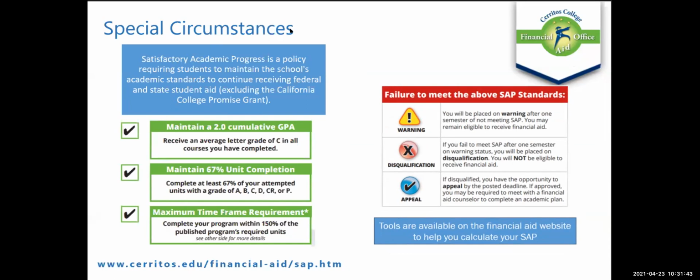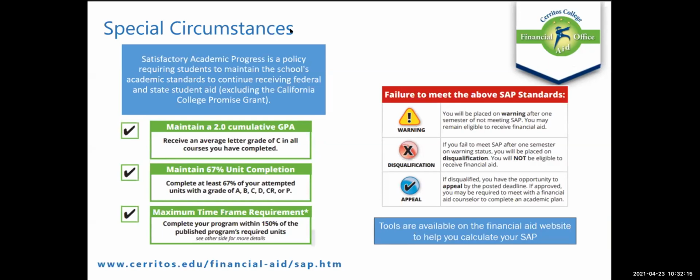I apologize. Satisfactory academic progress is a policy that campuses have to maintain in order to continue to offer financial aid to students. At Cerritos College, we have three items that make up our SAP requirement. The first is to maintain a cumulative GPA of 2.0. The second is to maintain a cumulative unit completion rate of 67%.